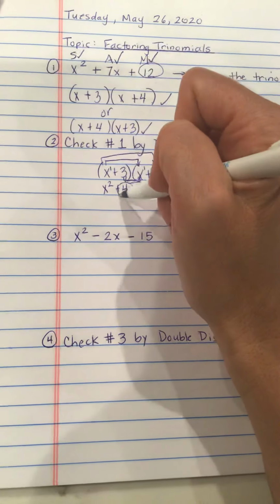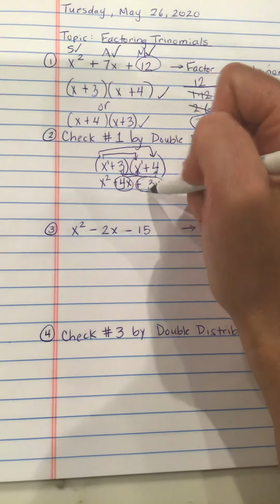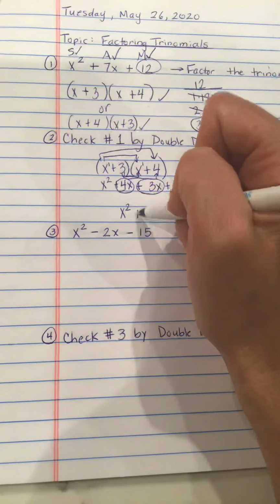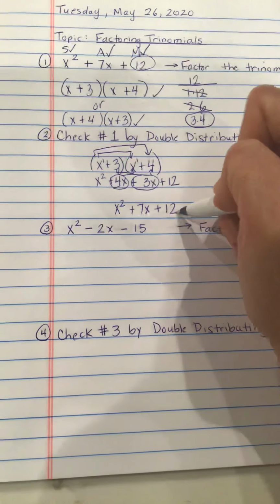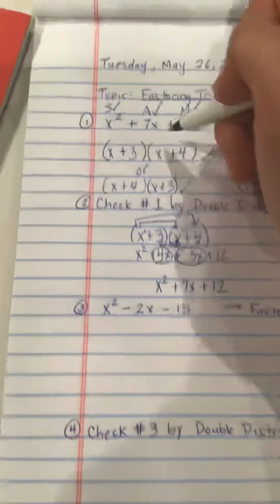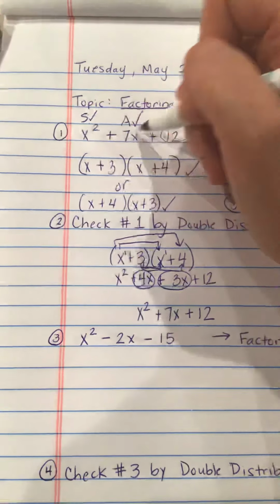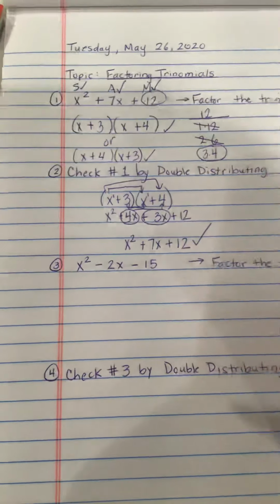Notice how they both attach to an x. That's why you're adding them in the middle. That's why it's the A for add. There's your 7x, and you multiply them to get the 12. This trinomial is identical to this trinomial, so it checks out.